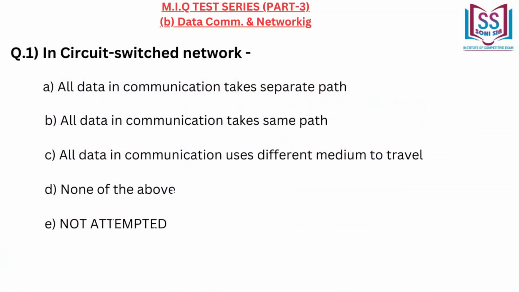In a circuit-switched network, A. All data in communication takes separate paths. B. All data in communication takes the same path. C. All data in communication uses different mediums to travel. D. None of the above.